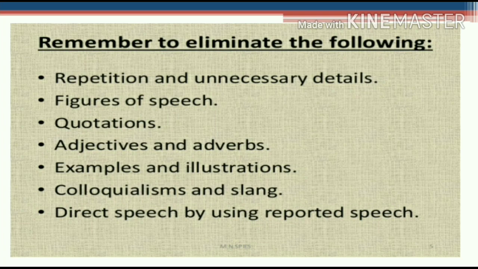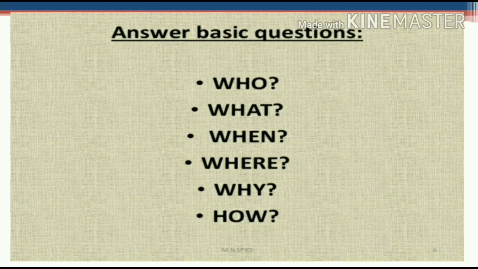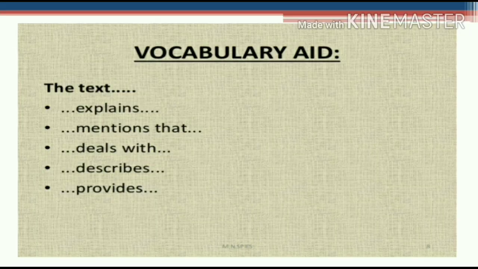Let's see the next information. When you are going to compose a summary, better remember who, what, when, where, why and how. Even these points may help you in writing a news item. So definitely these questions are going to be answered in your summary writing.